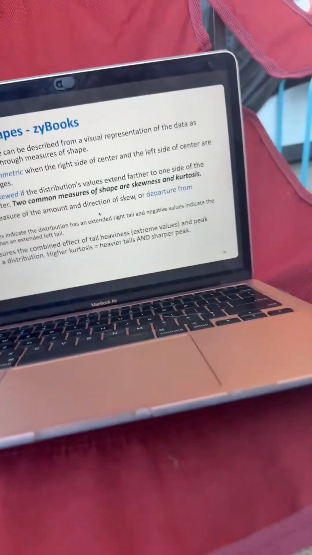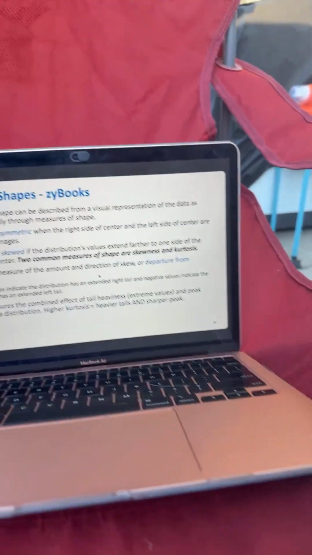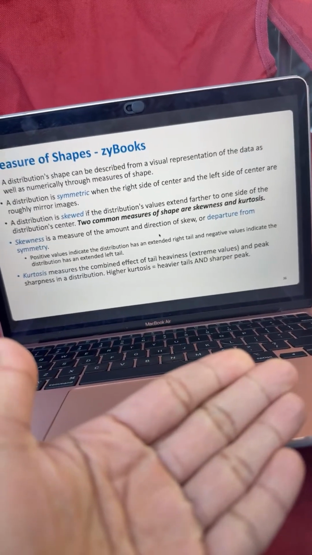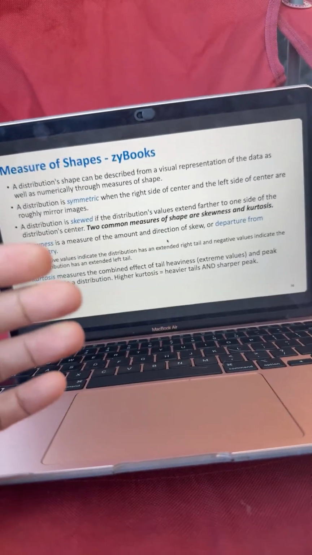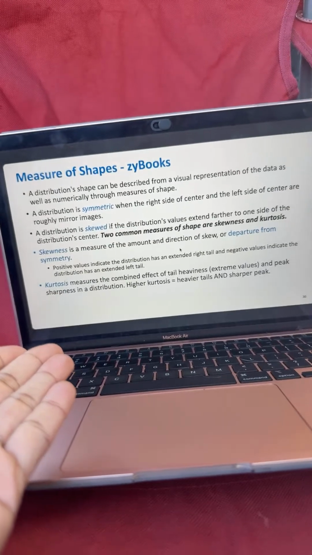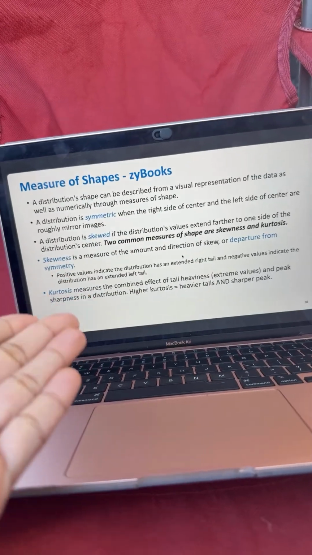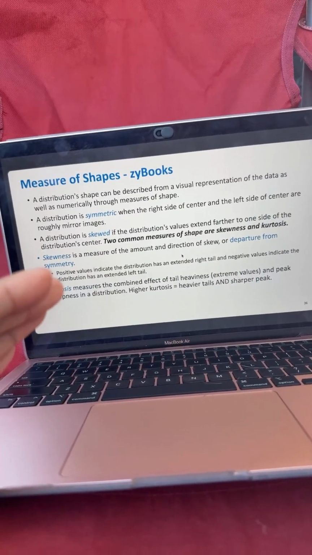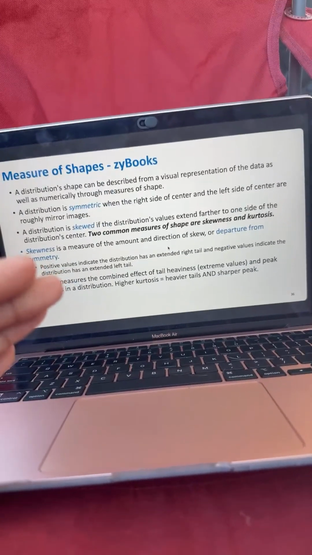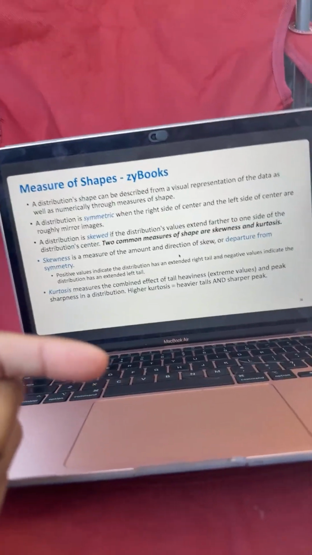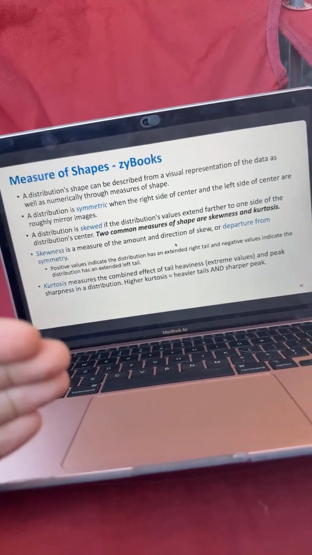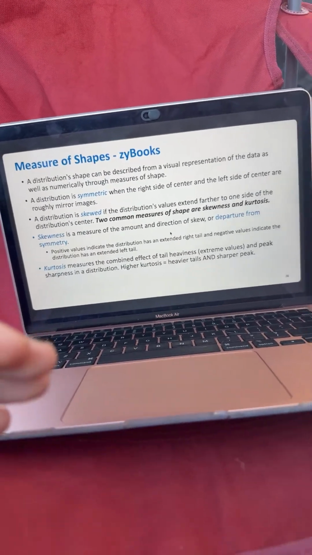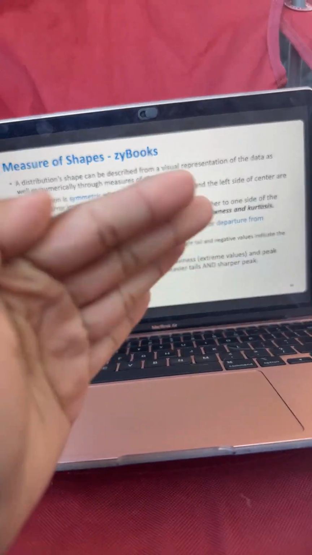Positive values indicate the distribution has an extended right tail. So the right tail is on this side. That's positive skew. And then the negative skew is on the left side. That part is confusing and a little bit tricky, because you think it's skewed in the direction that the trend line is going, but it's not. It's the opposite.